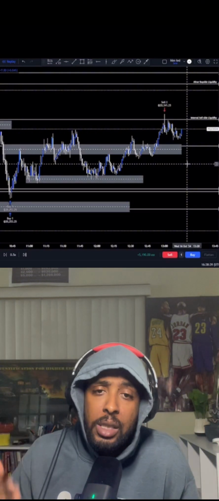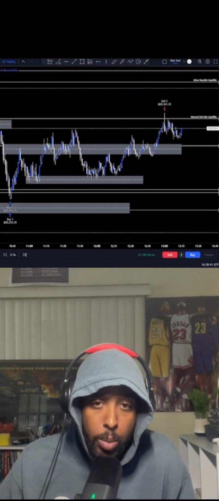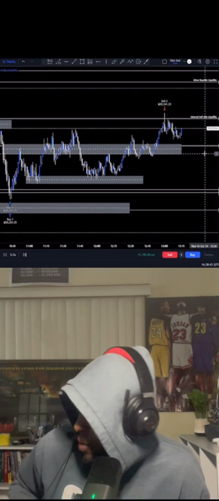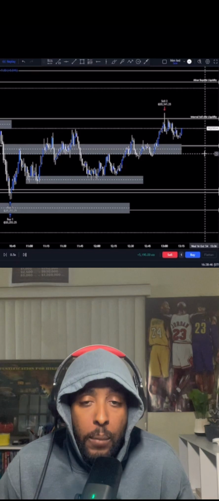And like I said, I trade ICT concepts, which is smart money concepts, which is order blocks, breaker blocks, fair value gap, inverse fair value gaps, stuff like that also.